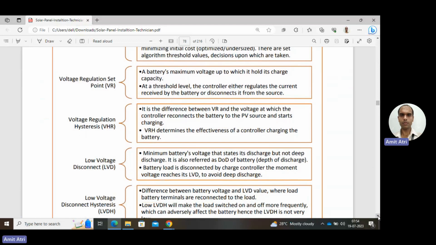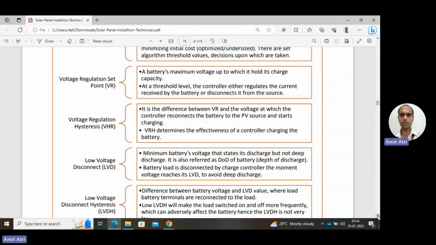It may be feeding the load, charge is flowing out. Then it will not immediately reconnect the solar panel. At some other, lower voltage, because voltage is decreasing from the maximum value, at that certain value, again this solar panel will be reconnected with the battery. So this range between the maximum value and the reconnecting voltage is what we refer to as the voltage regulation hysteresis. And similar is the case with discharging.